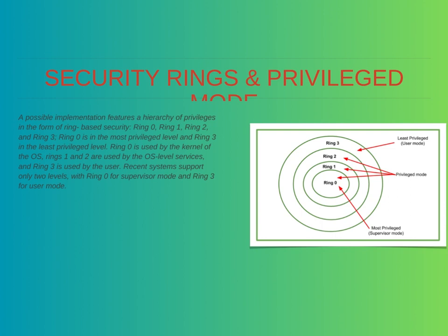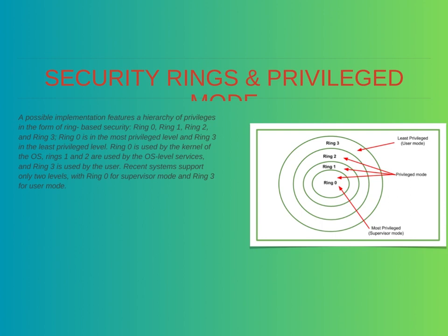Next comes the security rings and privilege mode. This is the diagram for the security rings: ring 0, ring 1, ring 2, and ring 3. Ring 0 is the most privileged, and ring 3 is the least privileged, and rings 1 and 2 are the intermediate privilege modes. A possible implementation of a hierarchy of privilege is in the form of ring-based security. Ring 0 is the most privileged level and ring 3 is the least privileged level.